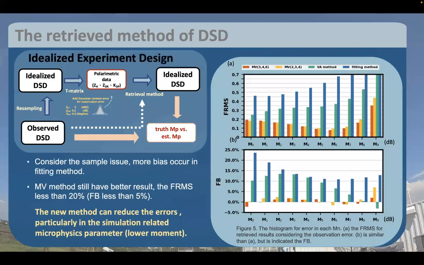After testing in the idealized experiment, which considers less observation and different DSD shapes, we can see in figure 5 that this new moment method has less error than the traditional retrieval methods, especially for the microphysics parameters and variables such as moment 0, which is the total concentration, and moment 3, which is the liquid water content.